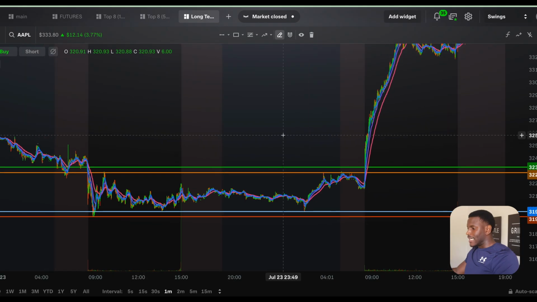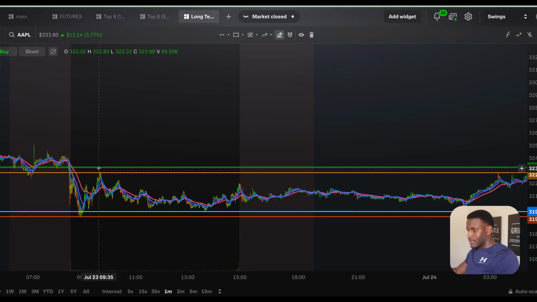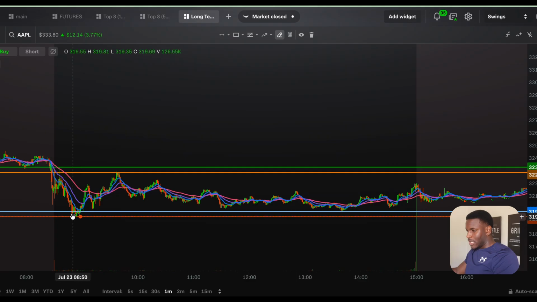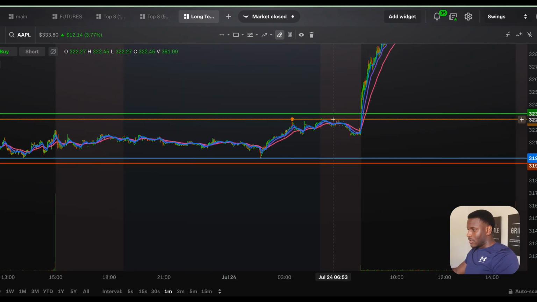So just like that. So that's essentially how you mark out your key levels. So remember, previous day high is right here, at this highest wick. Previous day low is right here. This is the lowest point of the intraday. Pre-market high is going to be right here. This is the highest point, and the pre-market low is going to be right here.